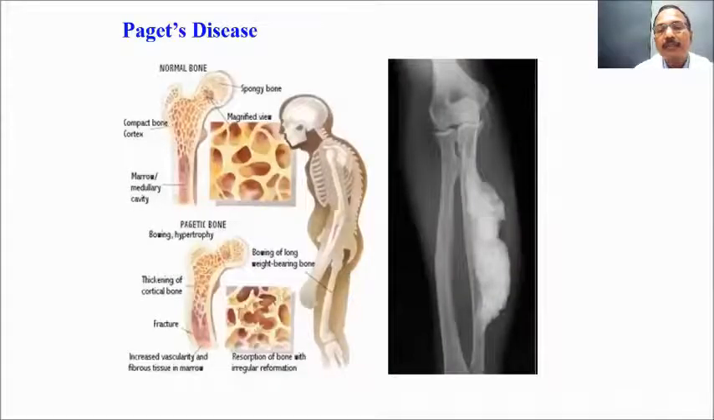Another disease associated with the bone tissue is abnormal bone formation and remodeling. It is called Paget's disease. This can happen in both adult and young individuals. It is also due to the imbalance between bone formation and bone resorption. There will be abnormal bone growth like this. In this radiograph you can see. These are the various clinical aspects of the histology of bone tissue.